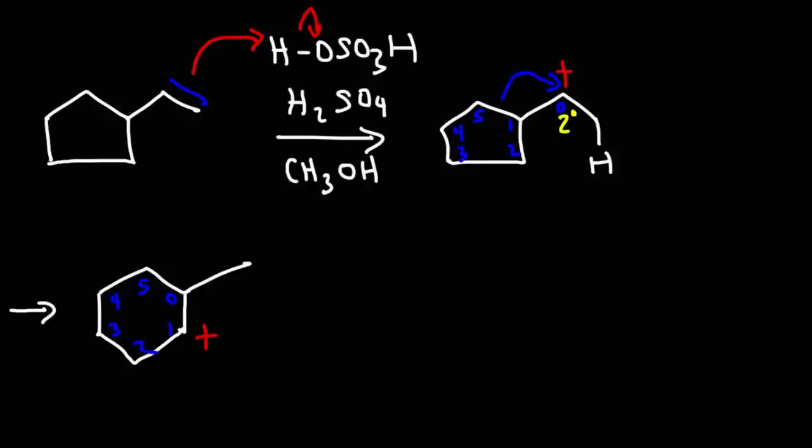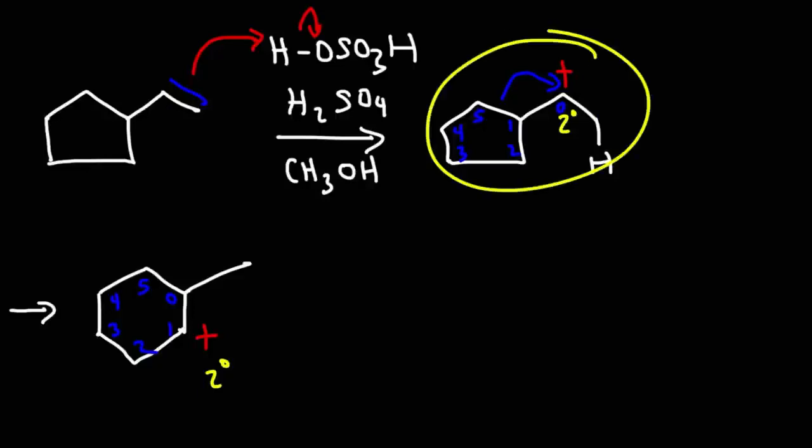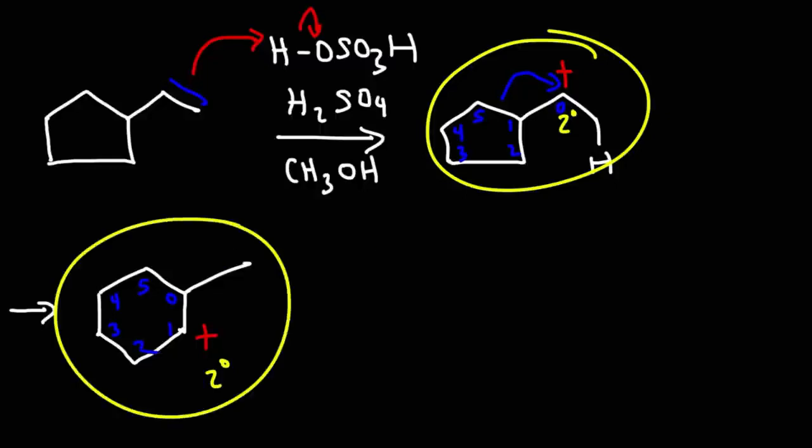So right now what we have is a secondary carbocation. So far, the stability has been improved. Here we had a secondary carbocation with a 5-carbon ring. Now we have a secondary carbocation with a 6-carbon ring. So we have a structure that's more stable than the previous one.